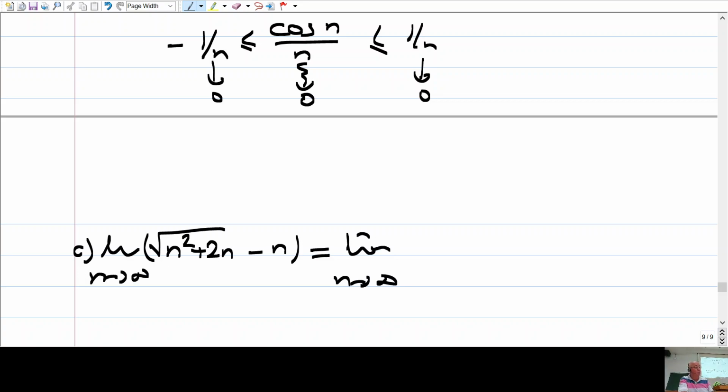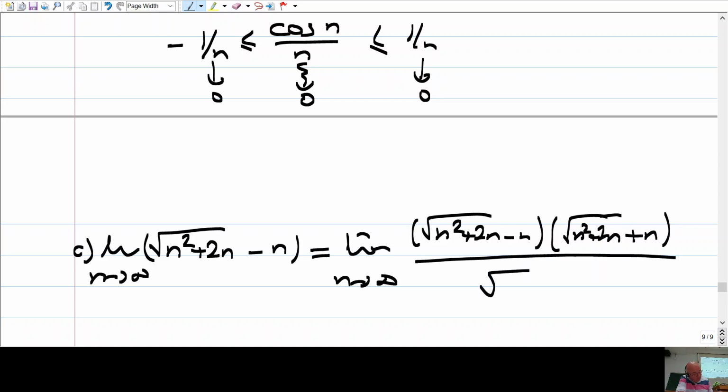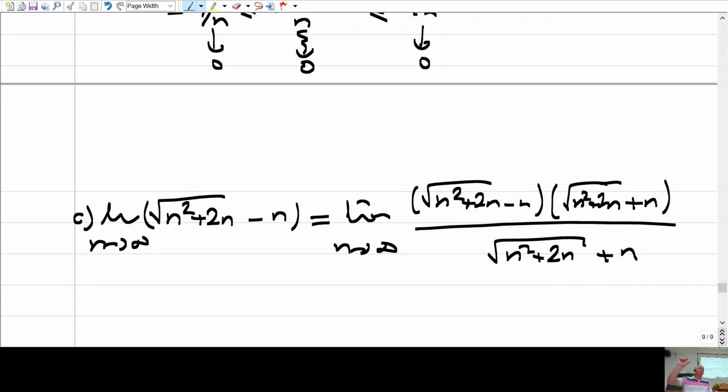You multiply both this expression and the denominator with the conjugate of this. What is the conjugate? Well, here it is: square root of n squared plus 2n plus n, and here also square root of n squared plus 2n plus n. I multiplied both sides with the same expression, which is a non-zero expression when n is greater than or equal to 1. Therefore, these two are the same.